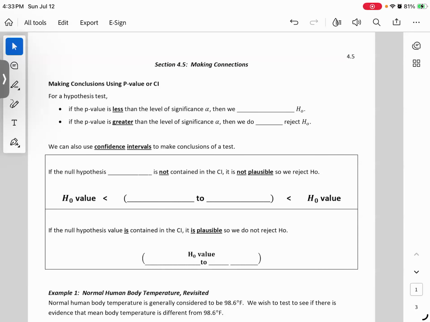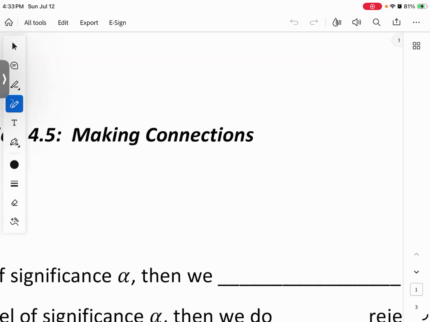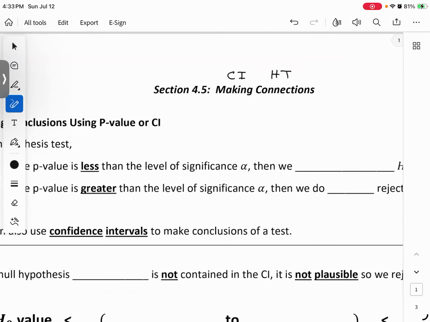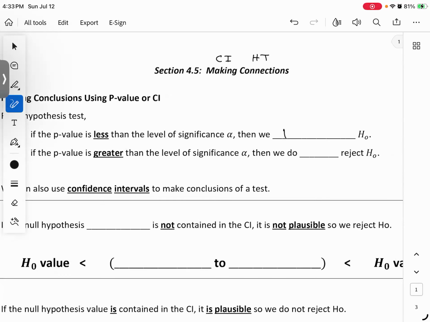All right, let's go ahead and take a look at section 4.5. It's titled Making Connections. And what this has to do with is the idea of connecting what we were doing in chapter 3 with confidence intervals with what we've been doing more recently in chapter 4 with hypothesis tests. And when I say that, what I mean is when we get to the conclusion of a hypothesis test, the desire or the hope is to be able to reject the null hypothesis.